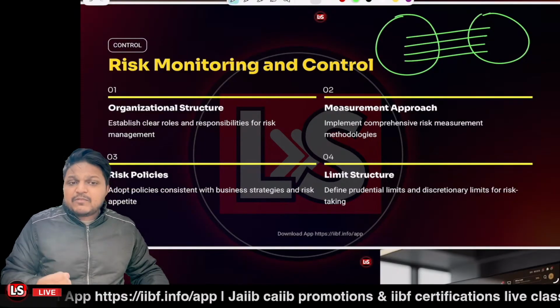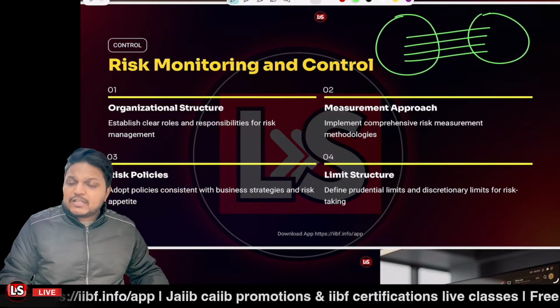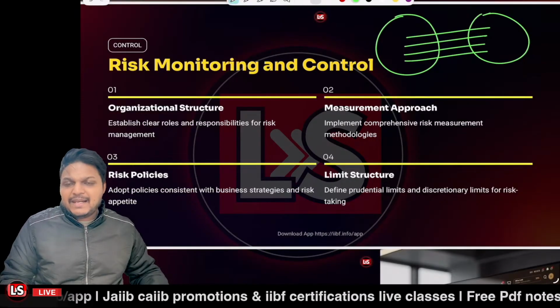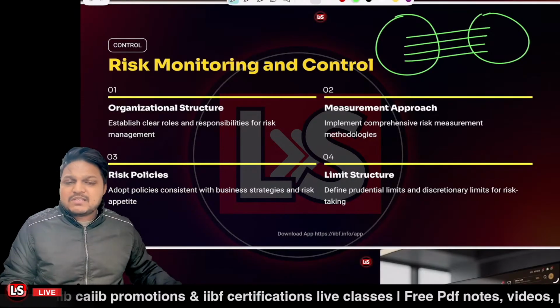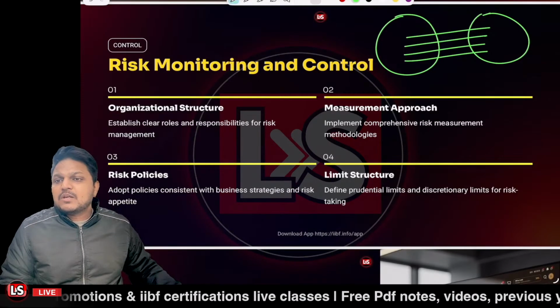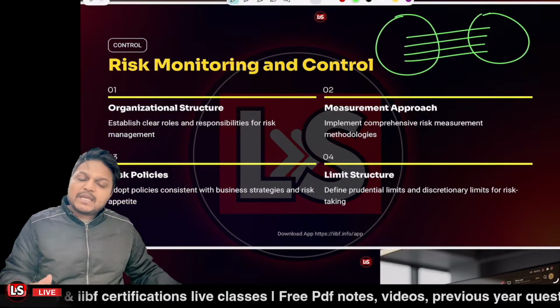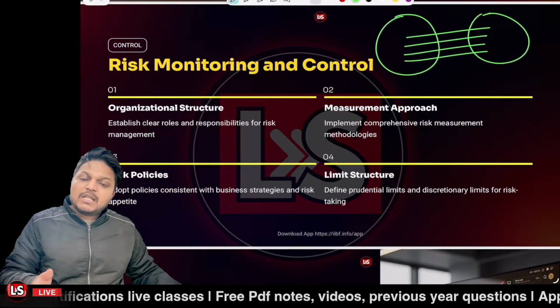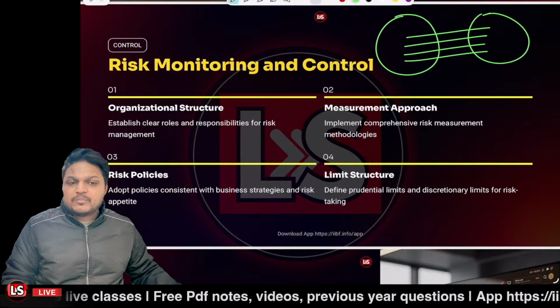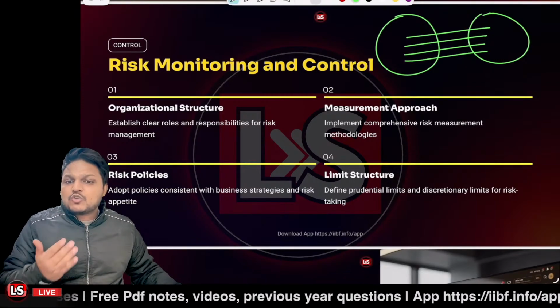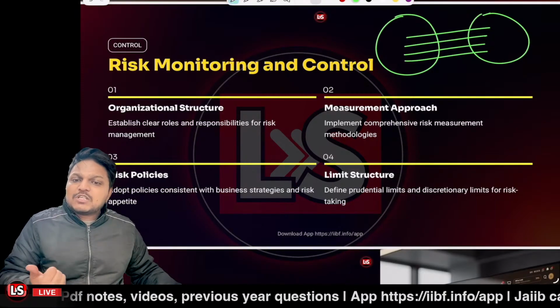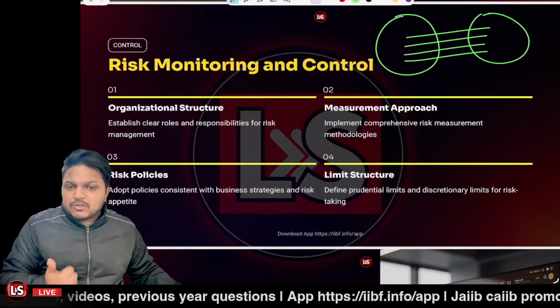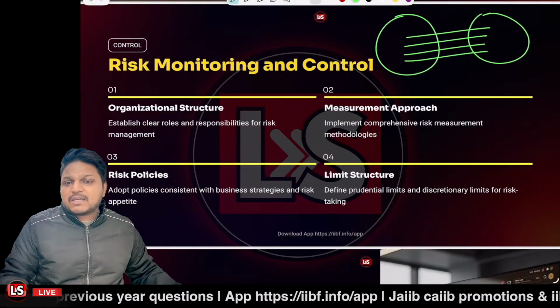And definitely there must be prudential limits. There should be discretionary limits. Let's say officer scale 1 is given the limit that you can sanction a loan up to rupees 10 lakh. Officer scale 2 is given a limit that you can sanction up to rupees 25 lakh, and so on. So the discretionary limits should be given. Risk taking functions must be defined particularly.